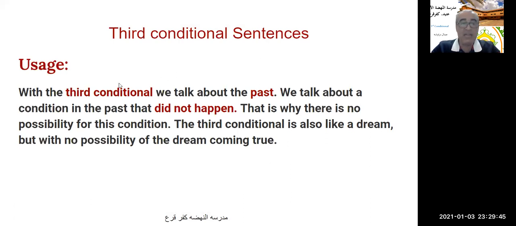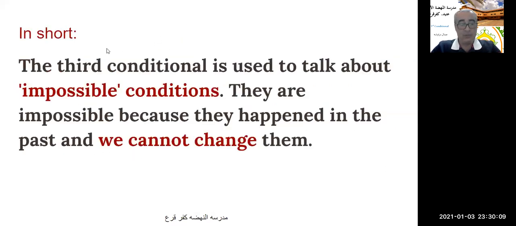We only imagine what would happen if the condition happened in the past. That is why there is no possibility for this condition. Okay? There is no possibility for the condition in the future because it didn't happen in the past. The third conditional is also like a dream, but with no possibility of the dream coming true. In short, the third conditional is used to talk about impossible conditions.